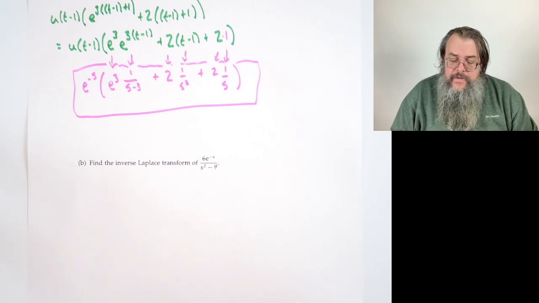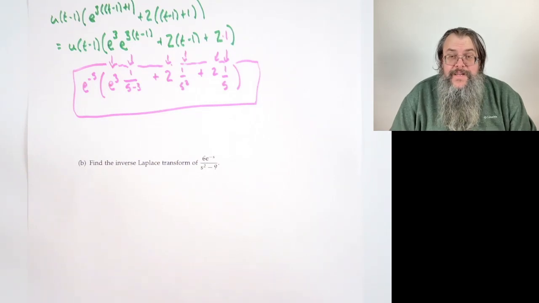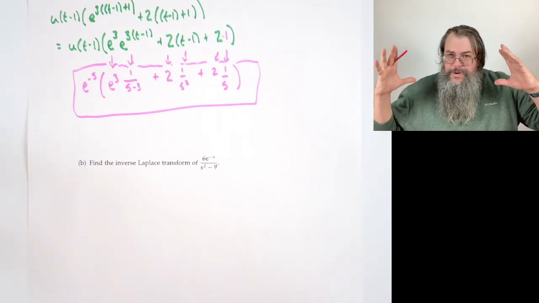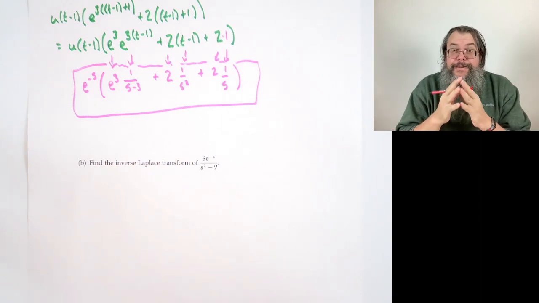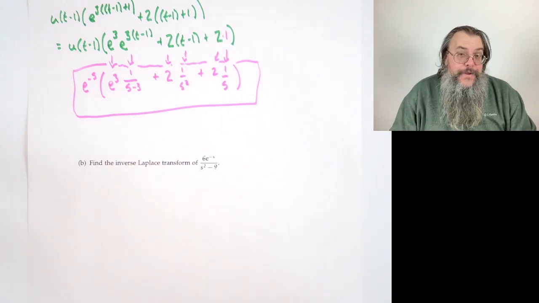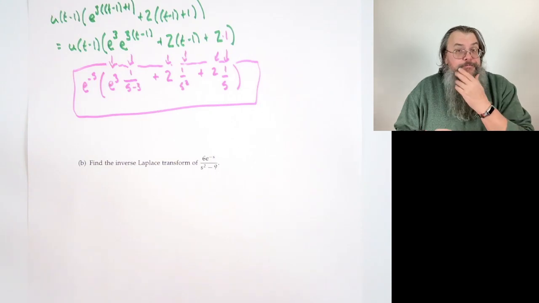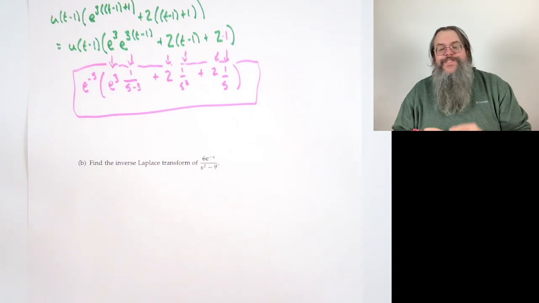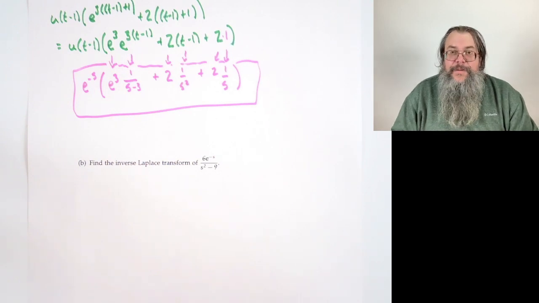Find the inverse Laplace transform of 6e to the minus s over s squared minus 9. Now, if you were really good at memorizing things, you might say, whoa, this looks suspiciously like the sinh function. And we'd be like, yes, you have good taste. But most people aren't good at memorizing things that we don't leave on the table.